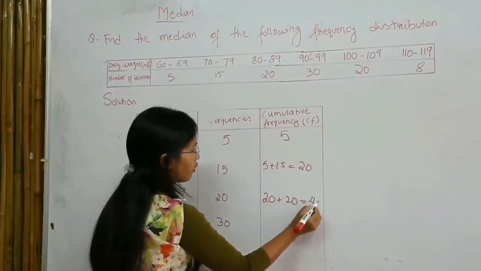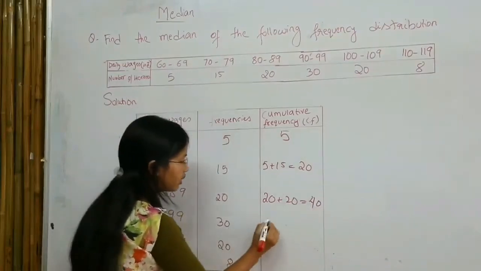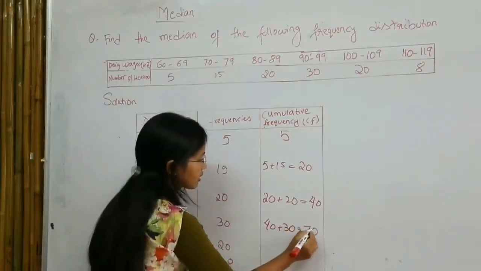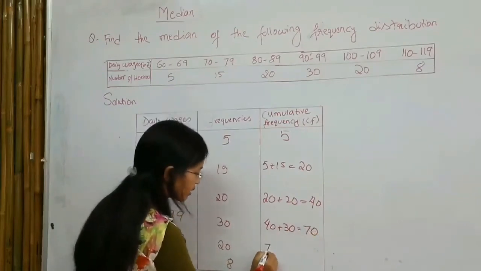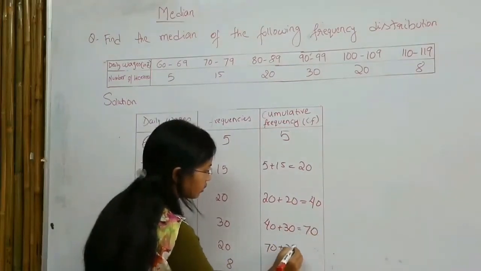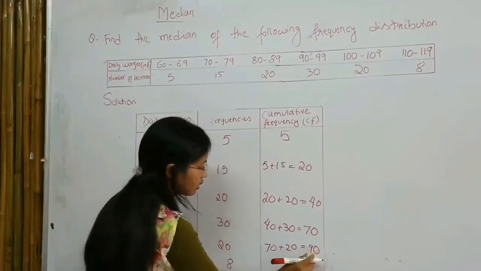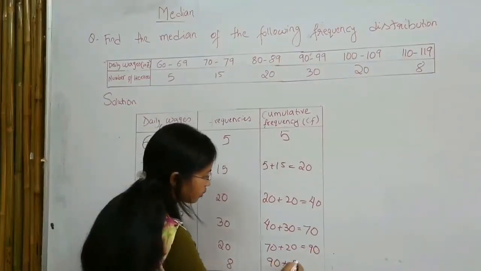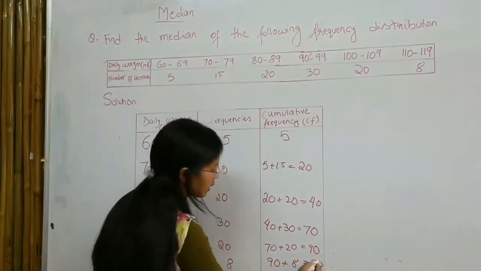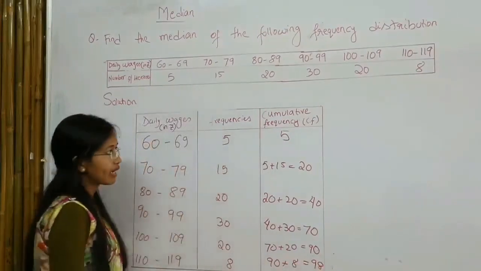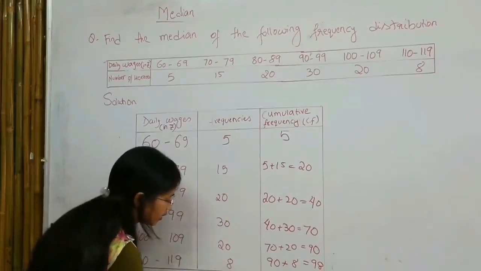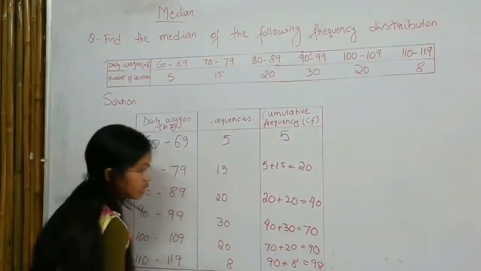You get 40. 40 now add with 30, you get 70. 70 add with 20, you will get 90. And last, 90 add with 8, we'll get 98. So here we need to find n. n is the total observation. n here is equal to 98.